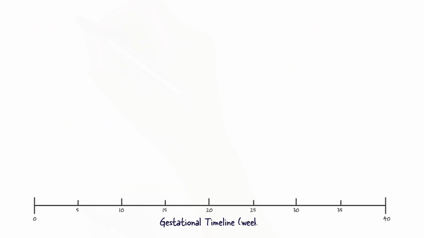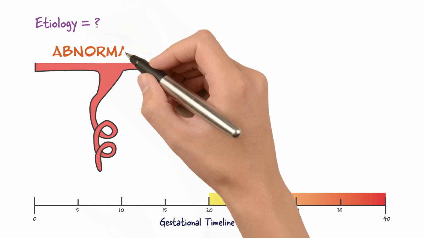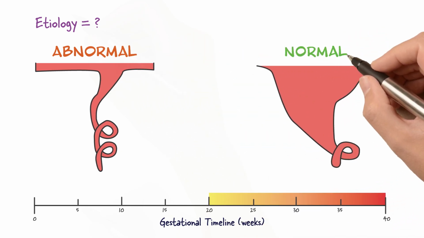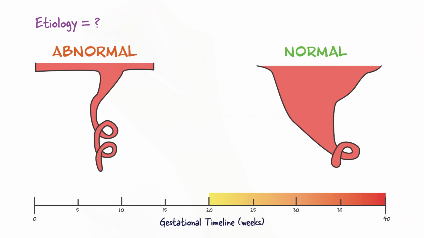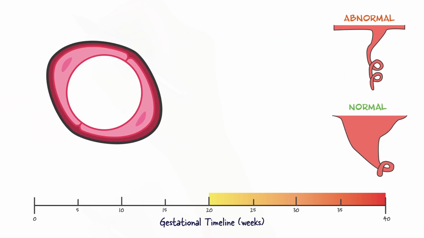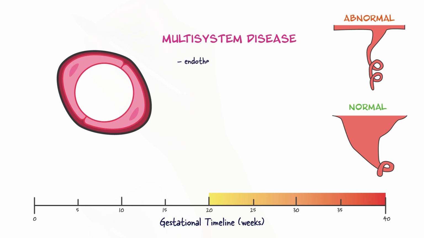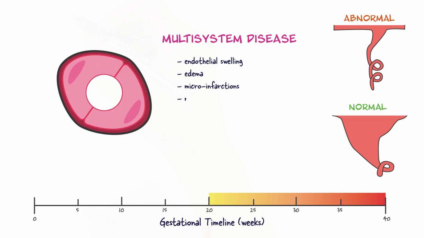Preeclampsia generally presents in the second half of pregnancy. The etiology is not known, but abnormal placentation is considered to be at the origin. Once preeclampsia develops, diffuse endothelial damage and vasospasm ensues, leading to a multisystem disease that can lead to endothelial swelling, edema, microinfarctions, and microhemorrhages of affected organs.